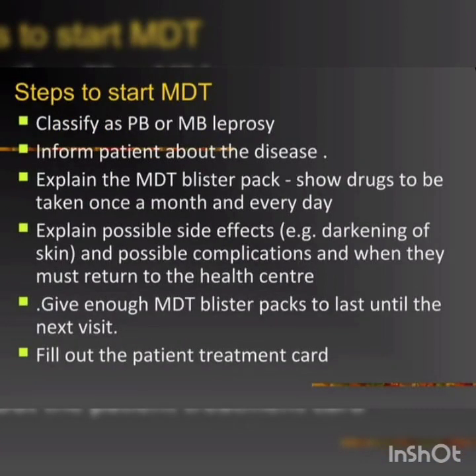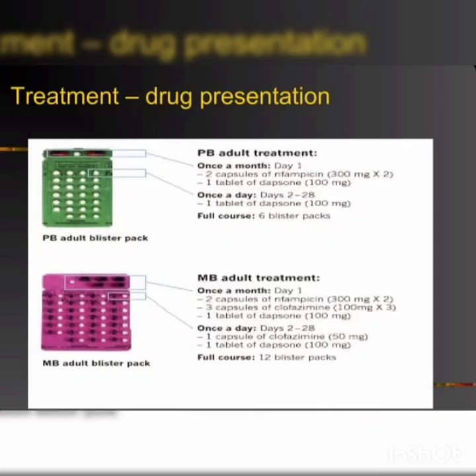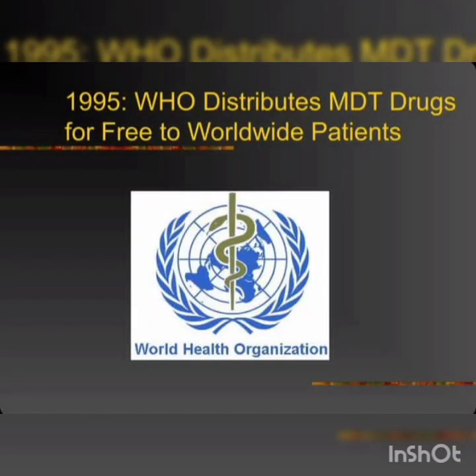The steps to start MDT: classify, then inform the patient, explain the blister pack, explain side effects like darkening of the skin, and give enough MDT. So this is a once a month, once a day course. Paucibacillary needs 6 blister packs, and multibacillary 12 blister packs, 12 months, versus 6 months.